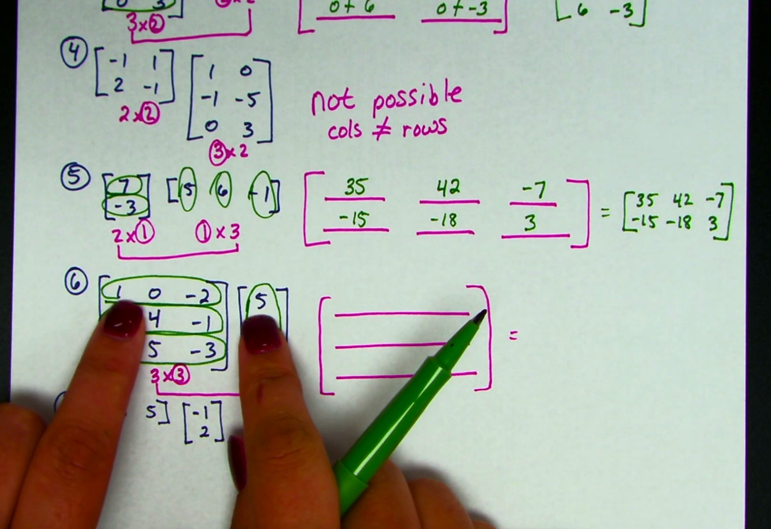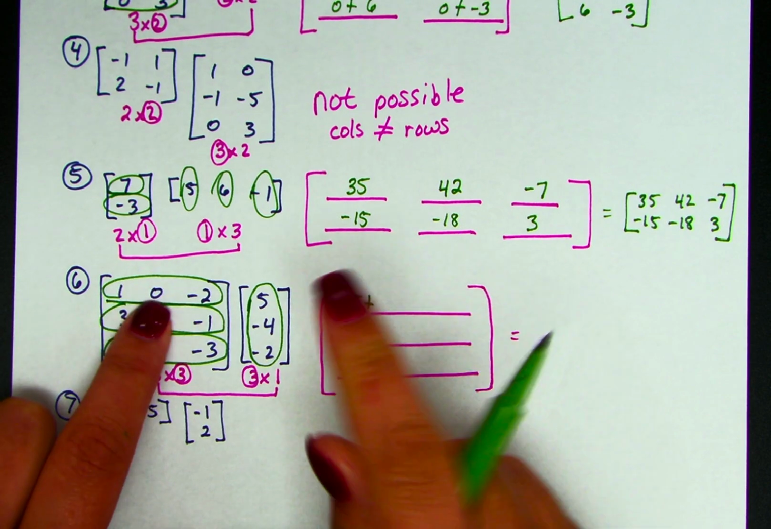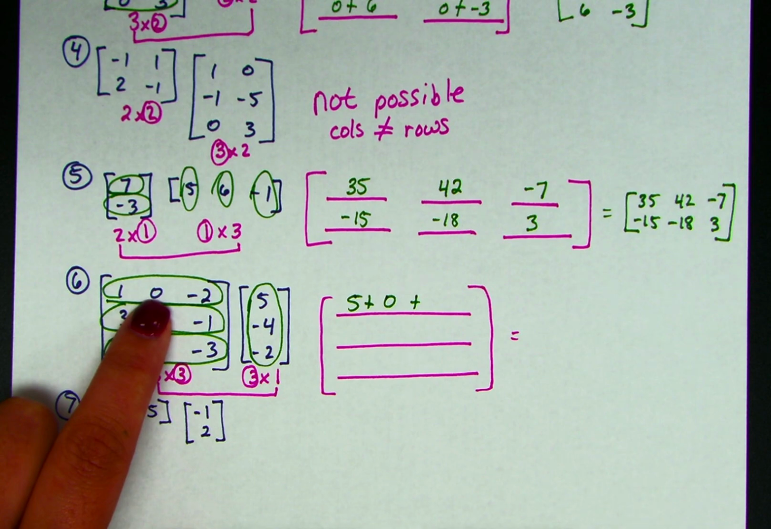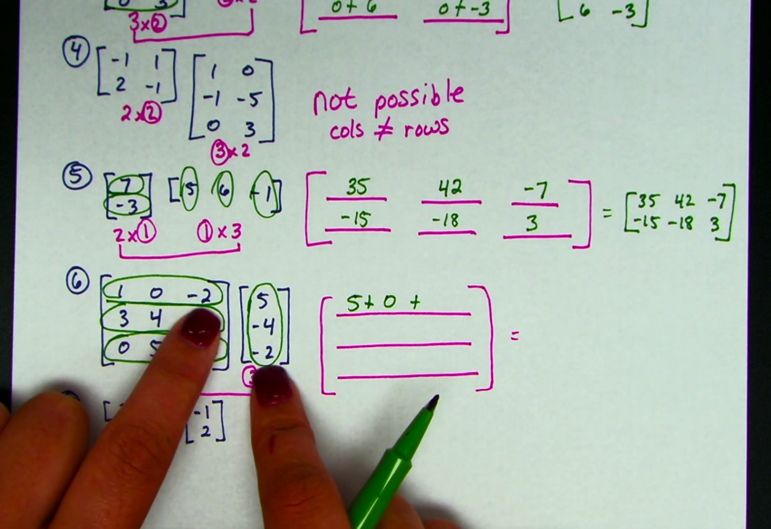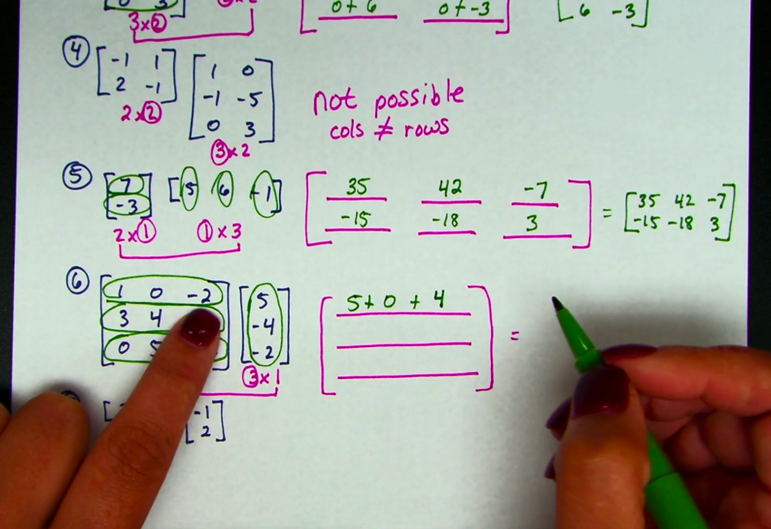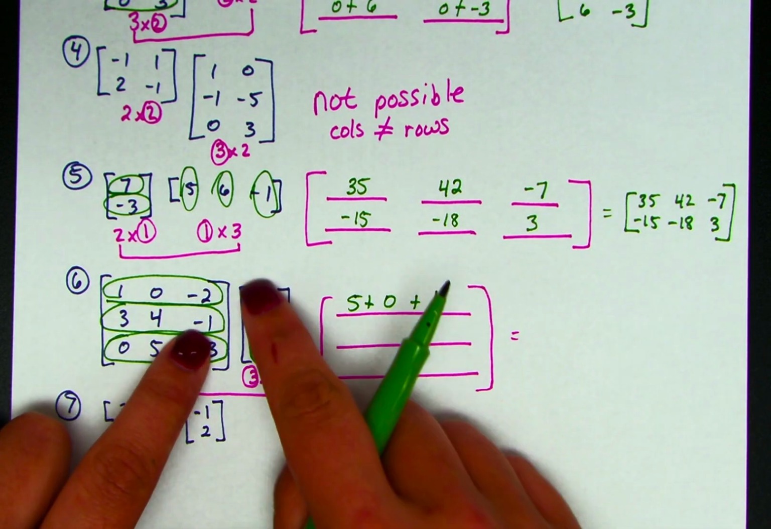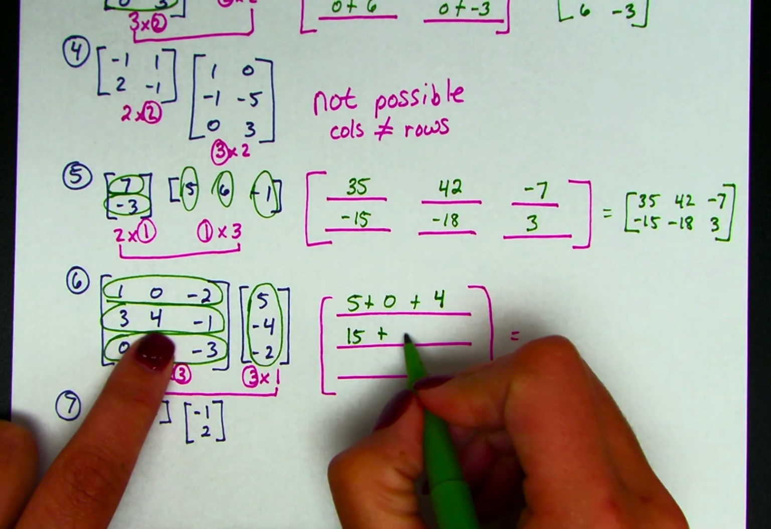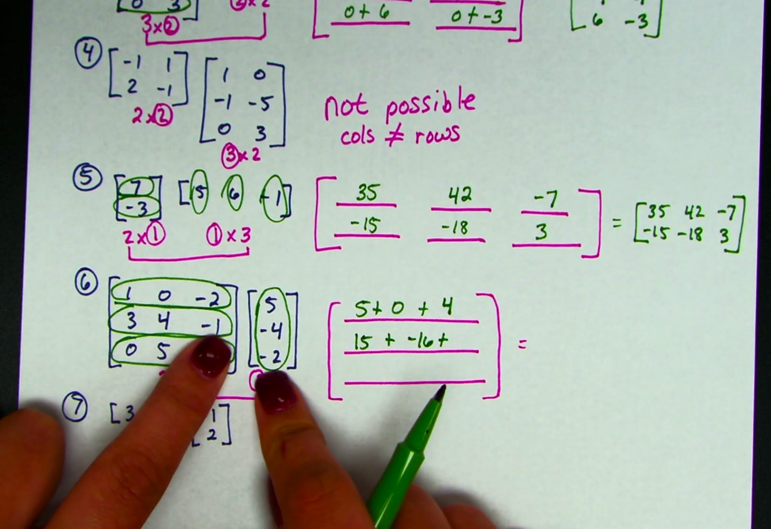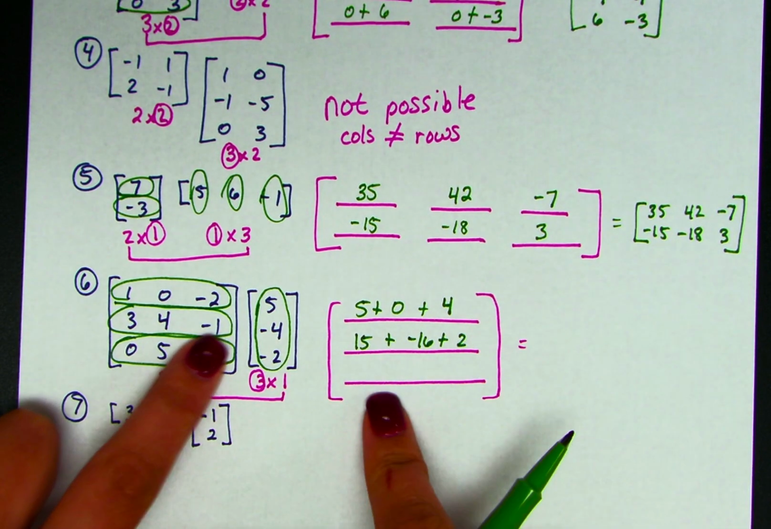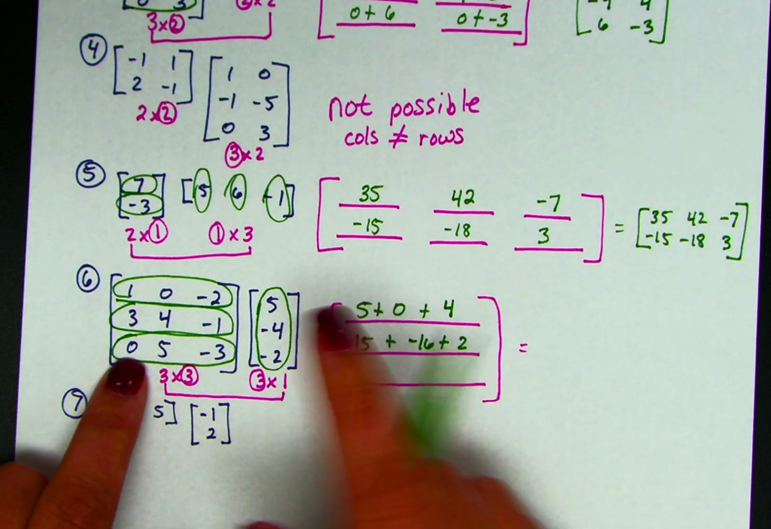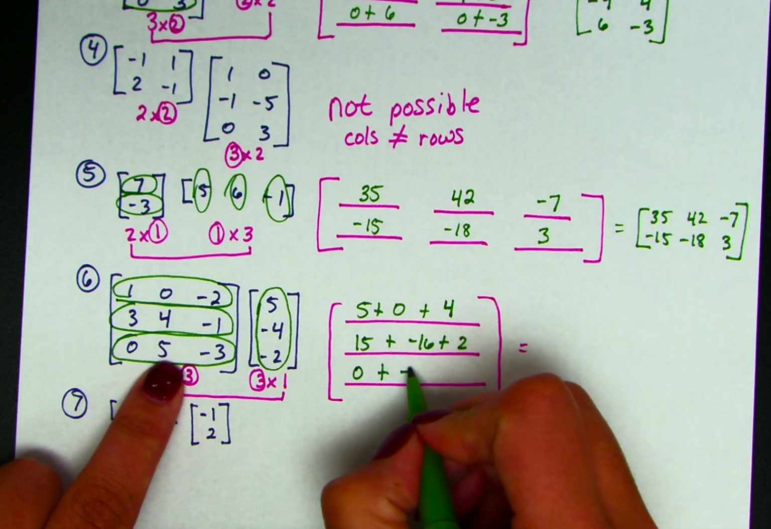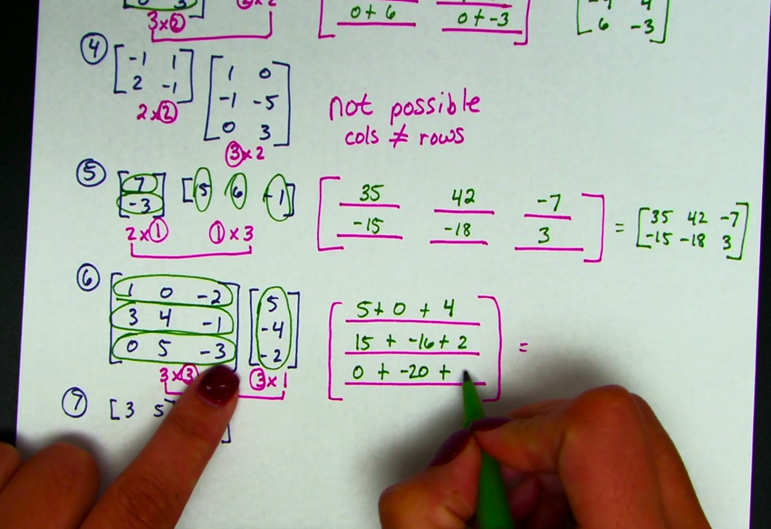So 1 times 5 is 5, and then 0 times negative 4 is 0. And then because I have a third number, a third pair, I'm just going to keep adding that product. So that will be a plus 4. Okay. Now I'm doing my second row, first column. So 3 times 5 is 15, plus a negative 16, plus 2. And then now I'm down to my third row, back to my first column. So 0 times 5 is 0, plus 5 times negative 4 is negative 20, plus 6.